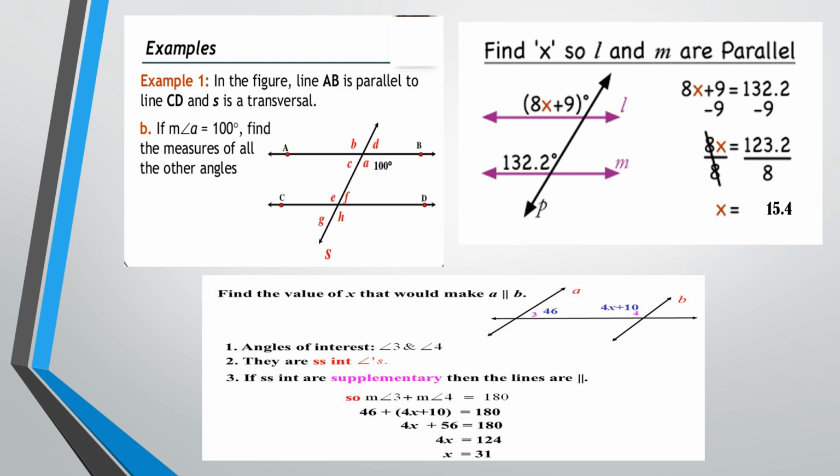So the measure of angle 3 plus the measure of angle 4 is equal to 180. 46 plus 4x plus 10, or no, 4x plus 10 is equal to 180. 4x plus 56 equals 180. 4x is equal to 124. So x is 30.